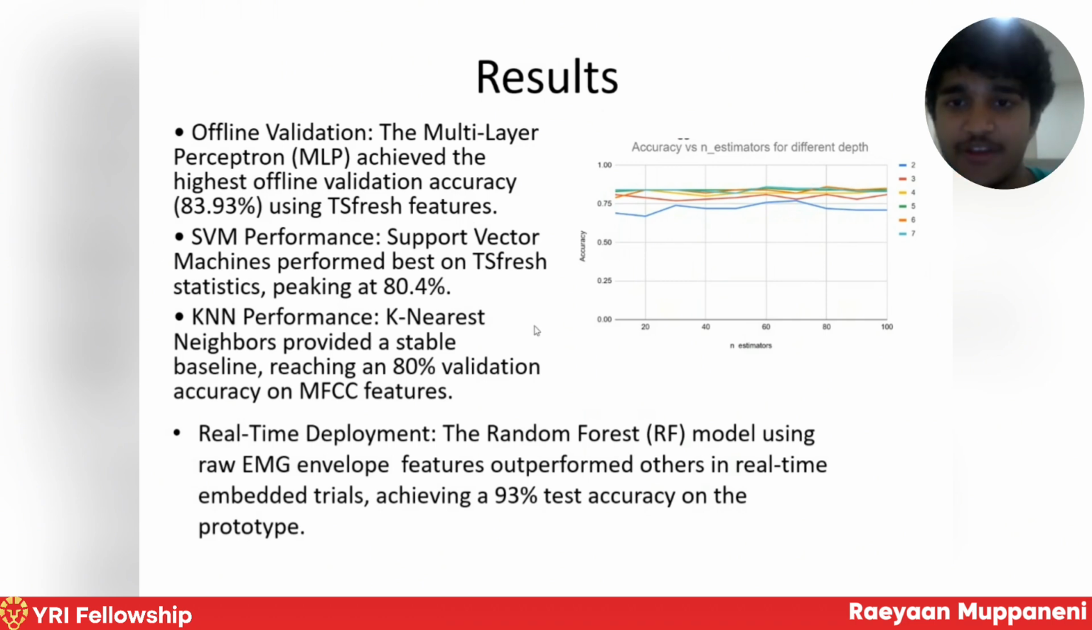Looking at this graph here, this is a comparison of the hyperparameters of the random forest model in comparison to accuracy. So estimators and depth are the two hyperparameters for the random forest model. From the graph, we can see that a depth of 5, which is the green line right here, seems to be the highest in terms of accuracy. So I decided to take a depth of 5.